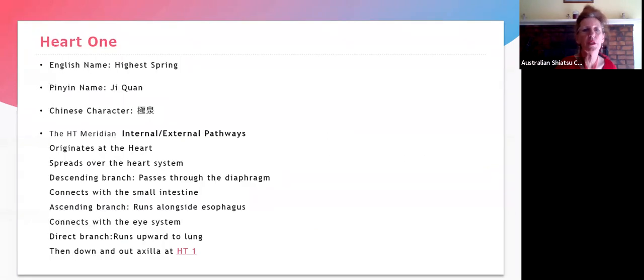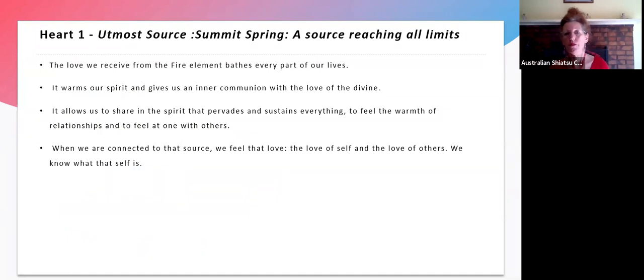And I'll tell you a little bit of a story around it. Already the name. Qigong has this same notion around this inner spring. It's pronounced Ji-Quan, and it has several meanings: utmost source, summit spring, and the source reaching all limits. So let me read a little bit of a story around it to you.